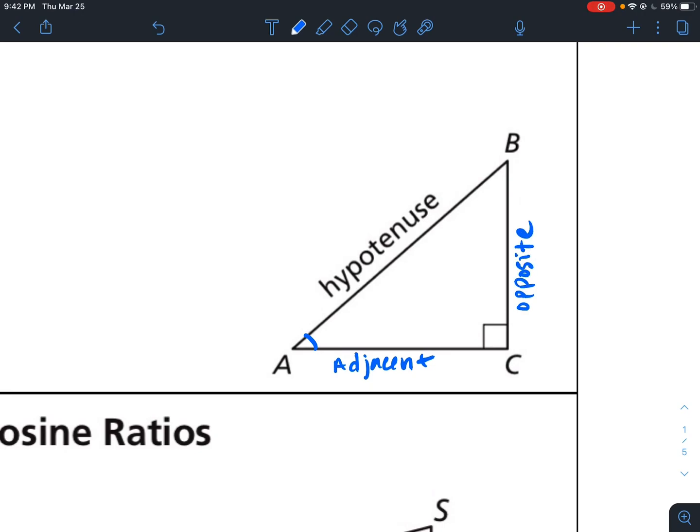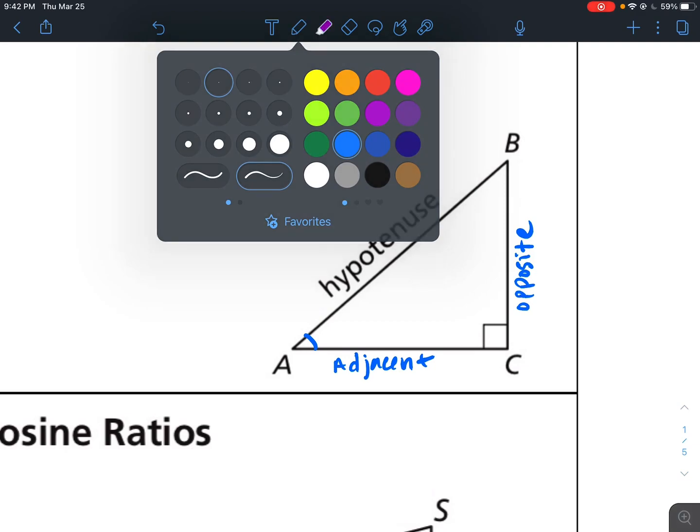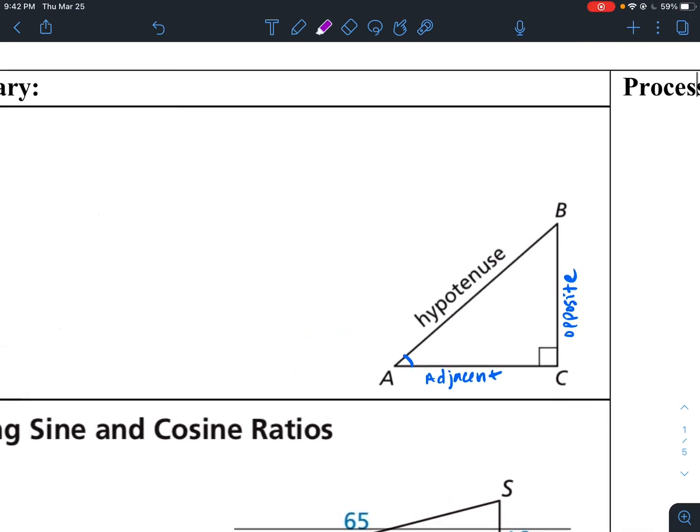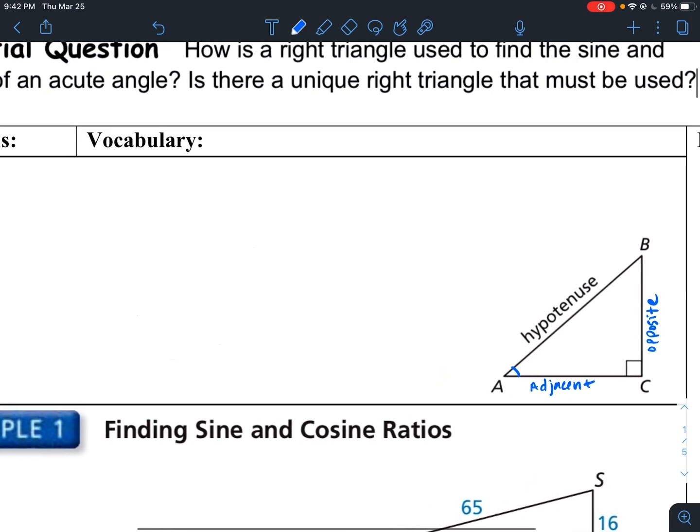Now, we could compare the side lengths. There are two different ratios. The tangent describes the ratio between this side length and this side length, specifically in the order of opposite divided by adjacent. But I could find the ratio between the opposite to A and the hypotenuse, or I can find the ratio of the adjacent side and the hypotenuse. So there are two different ratios of side lengths, and that's what we're going to be looking at today.